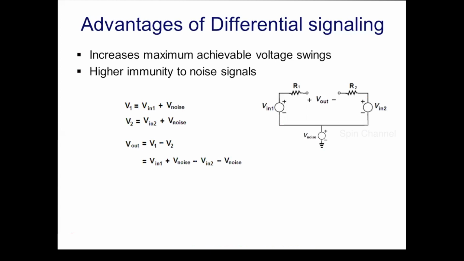So on cancelling V noise, we end up with V out equals V in 1 minus V in 2. This is exactly similar to the previous case where the noise had not been added. So there is no effect of adding noise to the circuit. The output voltage remains V in 1 minus V in 2. So this is how differential signaling has higher immunity towards noise signals.